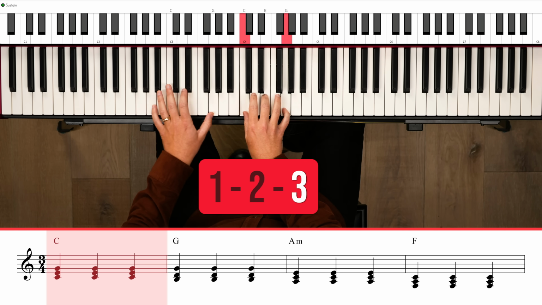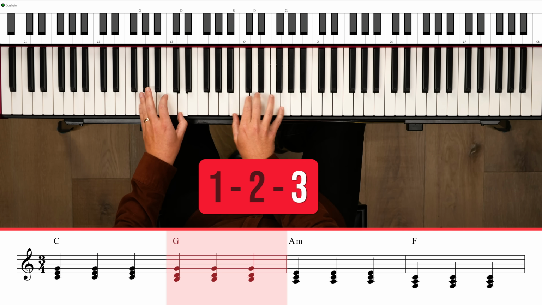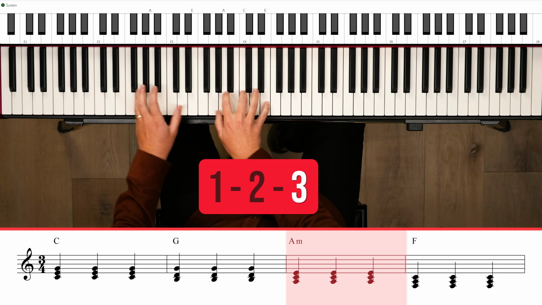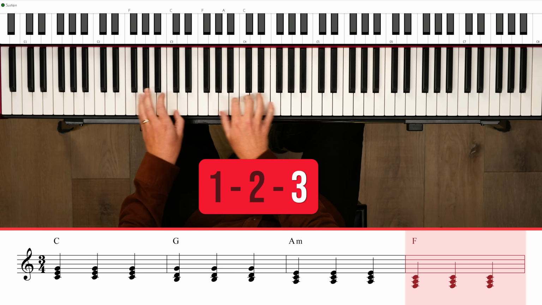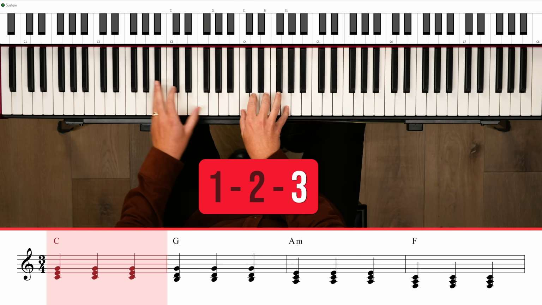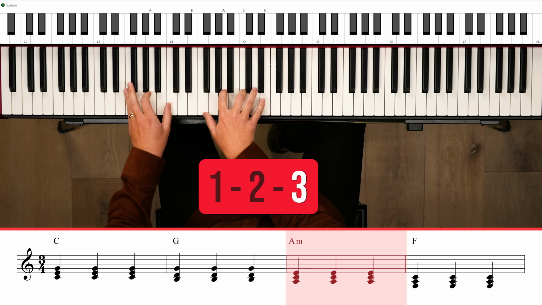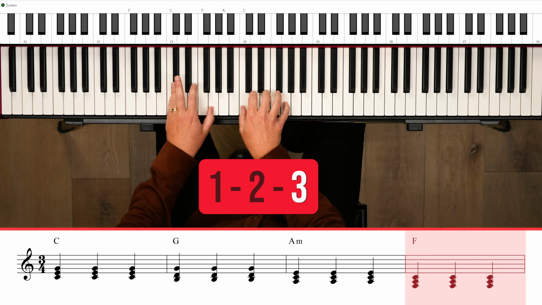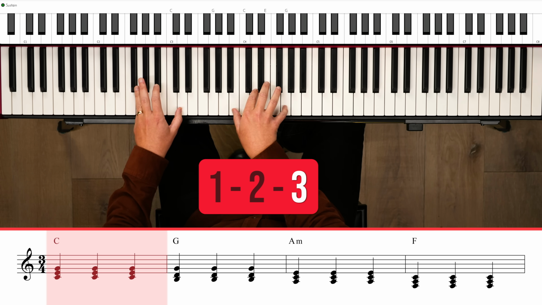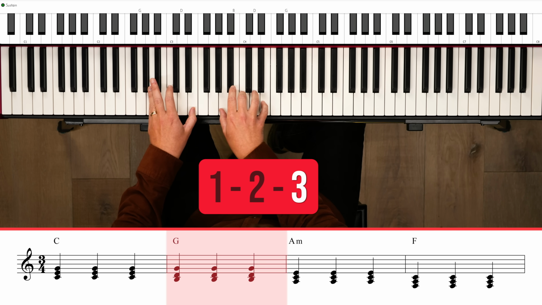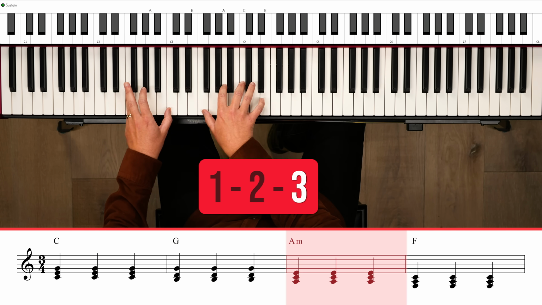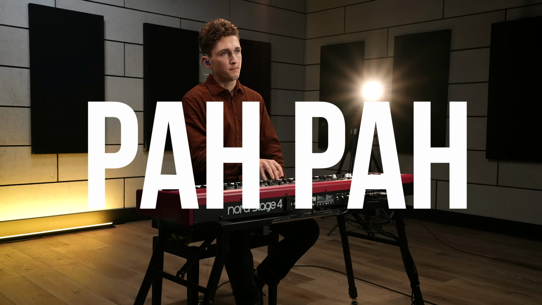1, 2, 3. 1, 2, 3. And you can feel how instantly it has a different character to it, different sort of feel to it. 3/4 is most commonly associated with a waltz, which is a particular style of classical music, but it extends beyond classical music, and it's generally characterized by this sense of pa, pa, a strong beat followed by 2 weaker beats.